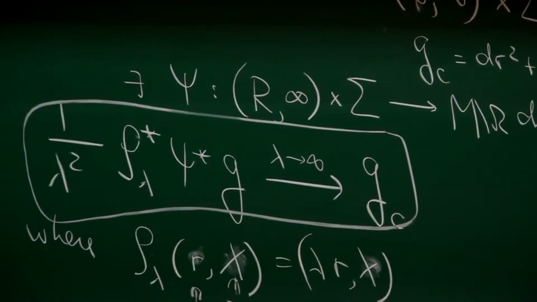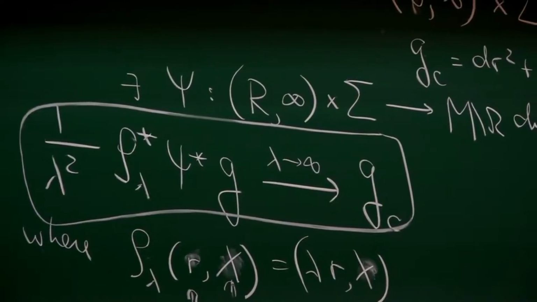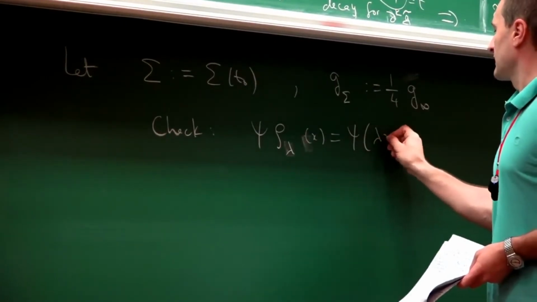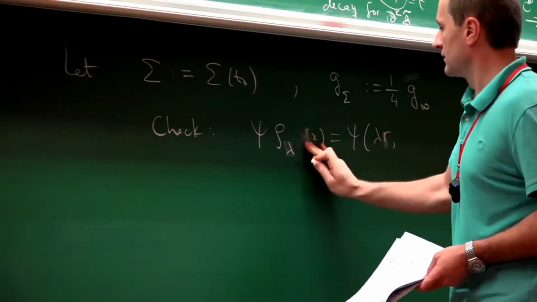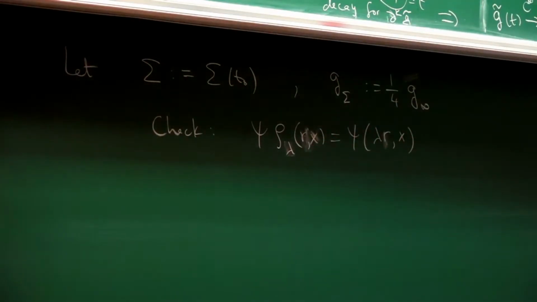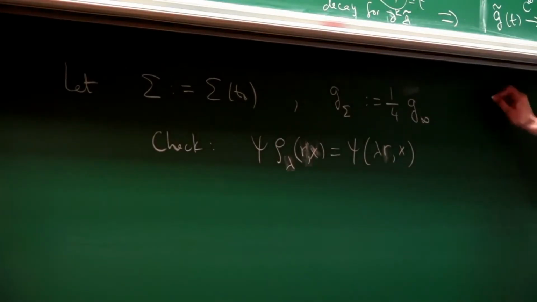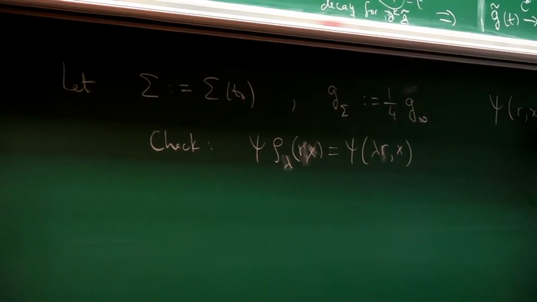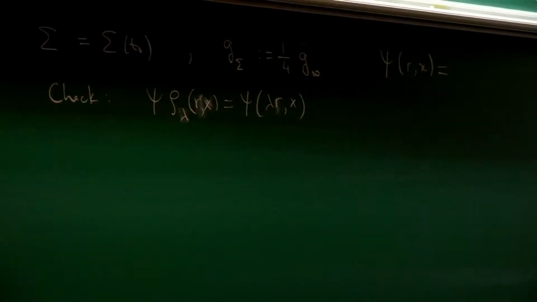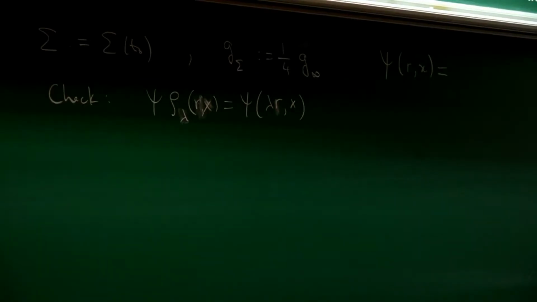So you can check very quickly that ψ∘ρ_λ(x) is ψ(λx). I didn't say what ψ is. So ψ is related to φ: I want to take the cone and map it into the manifold, just by level set. So I map the cone, Σ, into Σ(T), more or less.